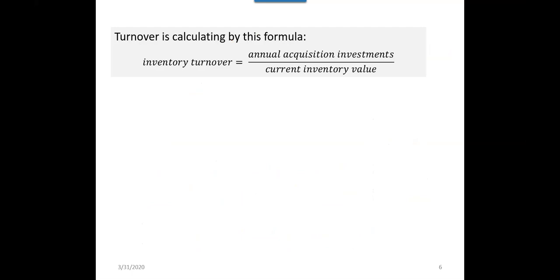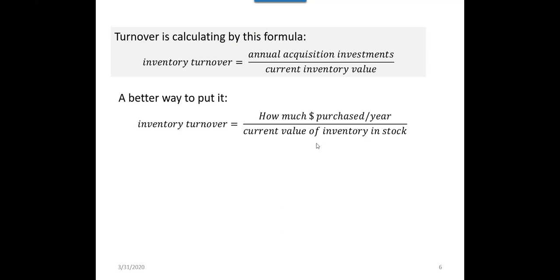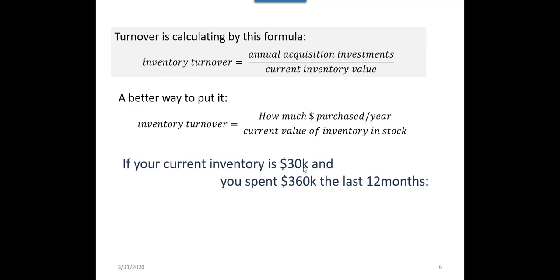So turnover is calculated by using this formula, and it's your acquisition investments over the current inventory value. On number 5 of your worksheet, it has this written out: inventory turnover, and then a blank, and then it's already got current inventory value. So you need to write down annual acquisition investments. And all that means, annual acquisition investments, is how much money did you spend last year buying your drugs? This is a simpler way of wording it. How much money was spent on your drugs in the year?